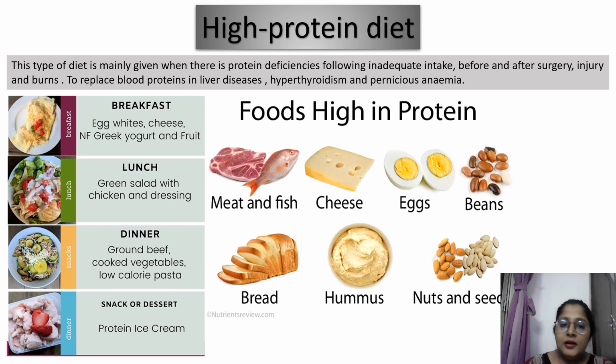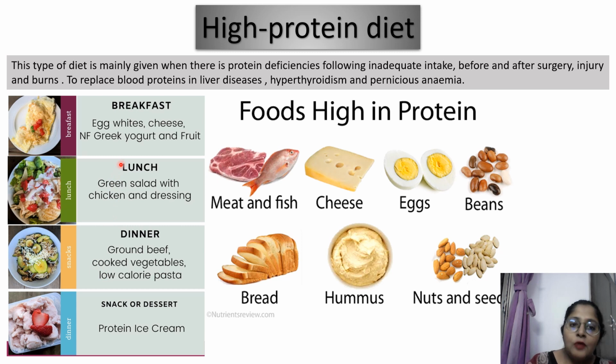Along with that, in liver diseases, to replace blood proteins, in hyperthyroidism and anemia, pernicious anemia, we can give a high protein diet. So high biological value protein has to be given in a high protein diet. Meat and fish, cheese, eggs are all good sources of protein of high biological value, especially the eggs. Along with that, beans, nuts and seeds, hummus and bread can also be given as high protein food.